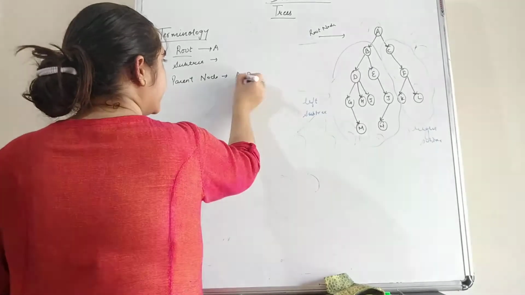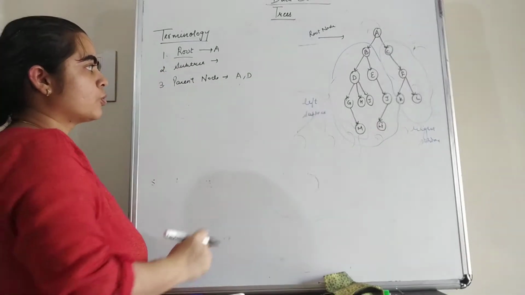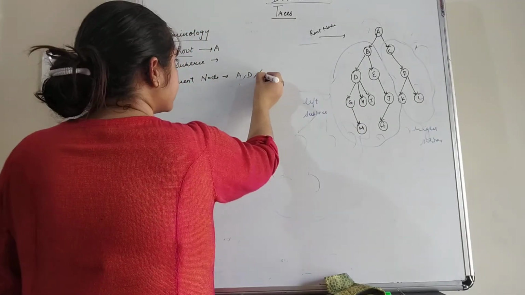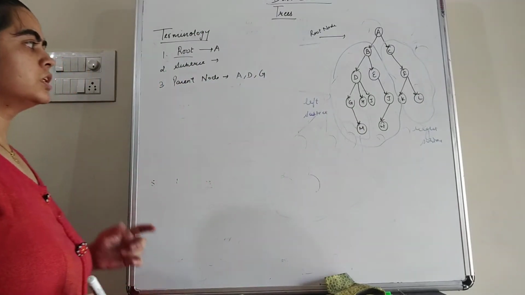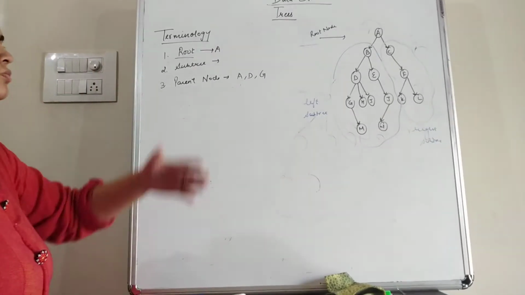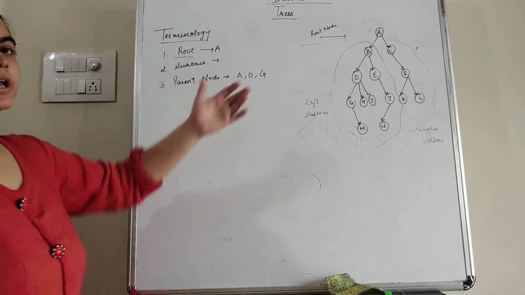Next we can see D. D is again a parent node because it has three children named G, H and I. Next is the G node. For G there is only one child, that is M. So these are the parent nodes for this tree. You can write other names also.